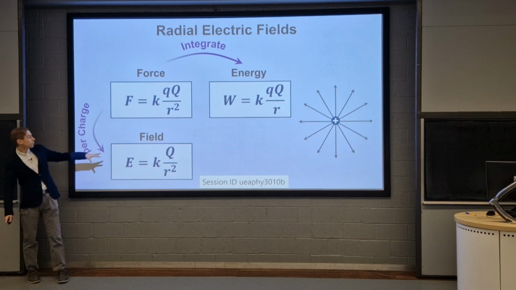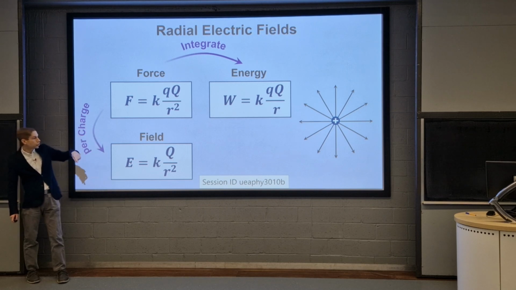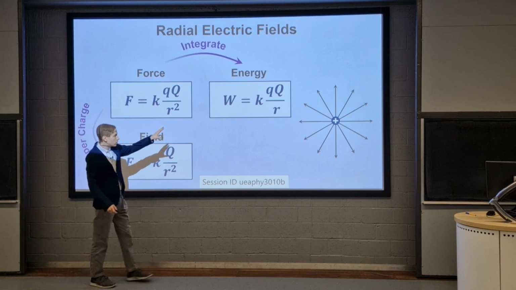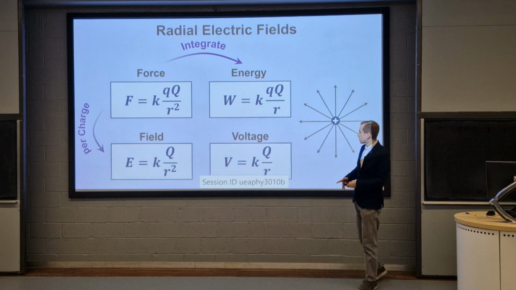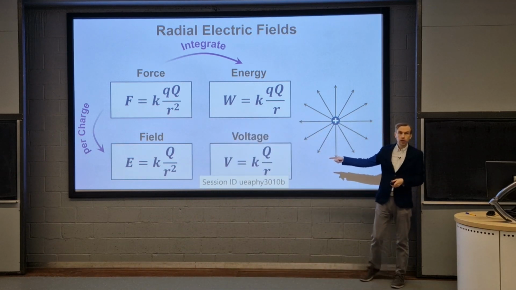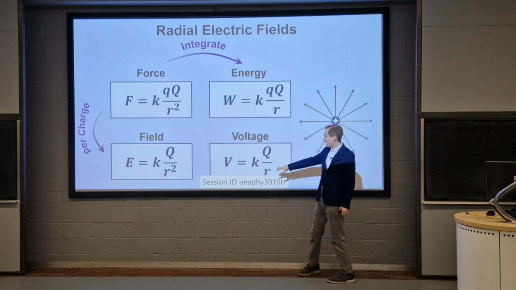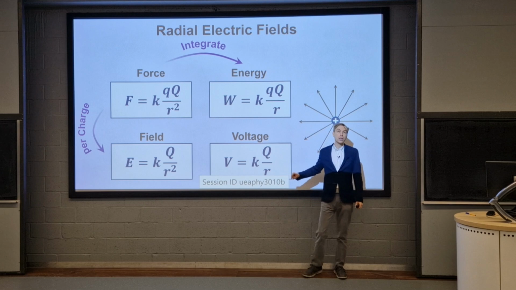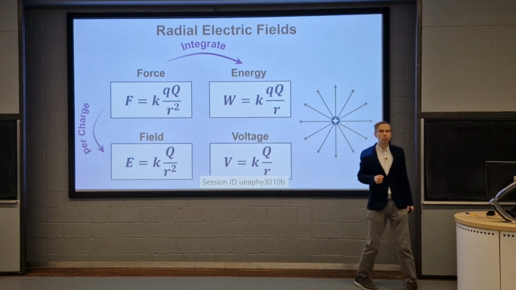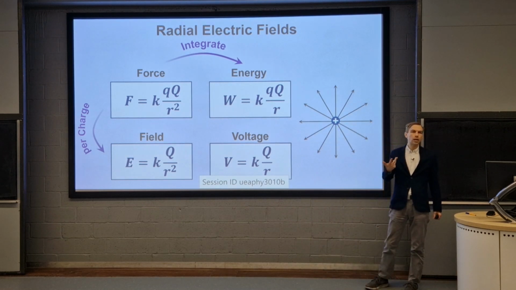So we have our field, our force, and our energy. And if we look at this energy per charge, that's going to give us the voltage. So this expression here, KQ over R, tells us the voltage at a given position. And this is actually a really important thing when we're coming to understand the electric field and Gauss's law.